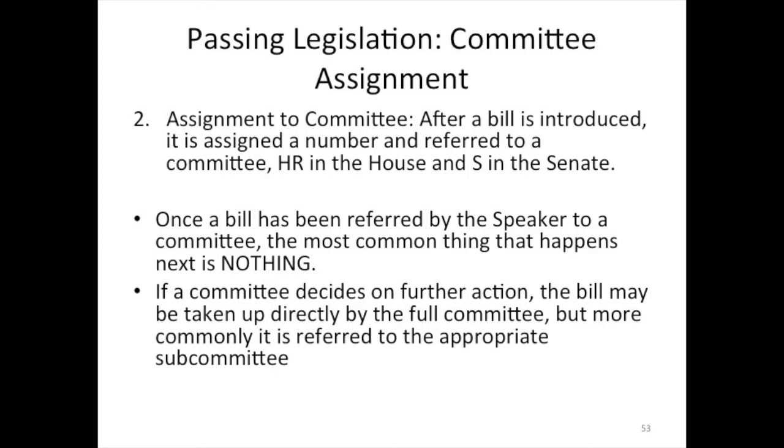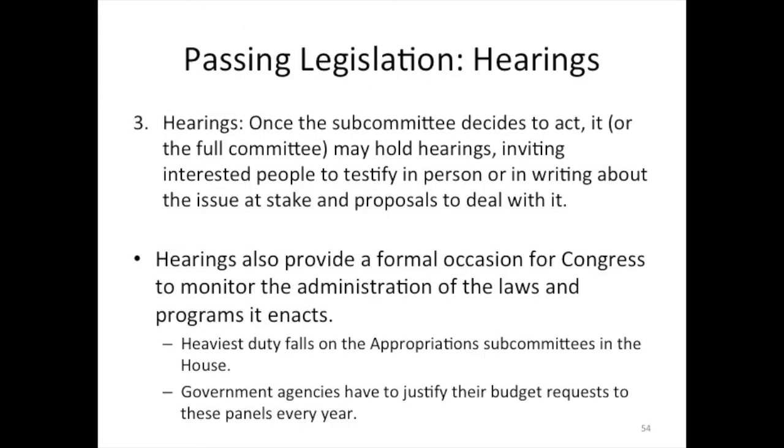If the bill receives action in the committees, then the bill is subjected to the next step in the legislative process, which is hearings. So once the subcommittee decides to act, or it could be the full committee, they may hold hearings, inviting interested people to testify in person or writing about the issue at stake and proposals to deal with it, right? To deal with the issues that they're bringing up.